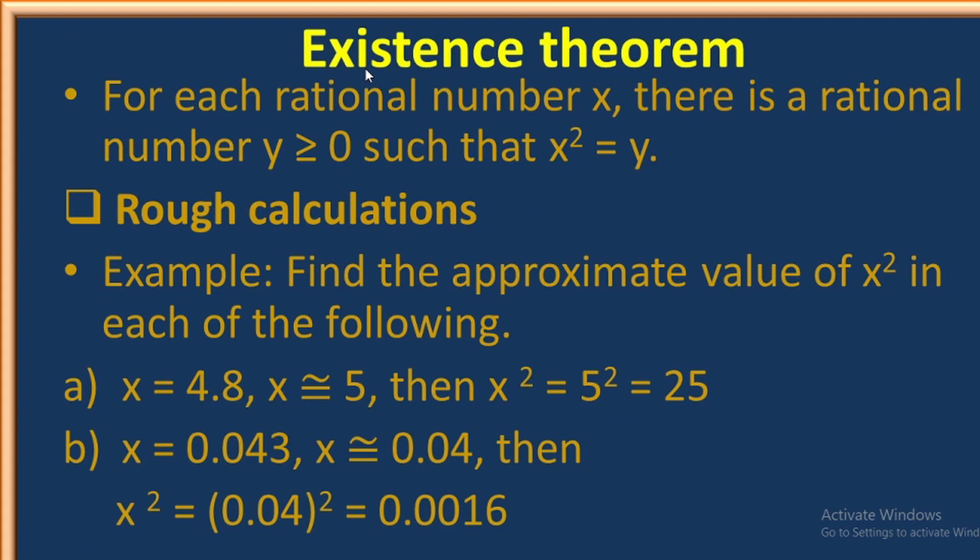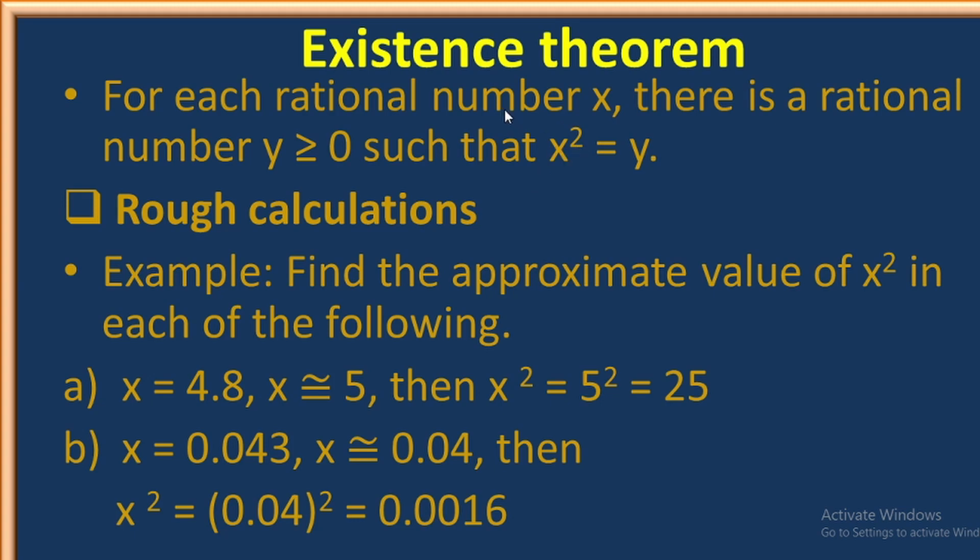The existence theorem means there exists a number for each rational number. For example, for any rational number x, there is another rational number y. The value of y should be greater than or equal to 0, because when we square a number, its value is always positive or 0.